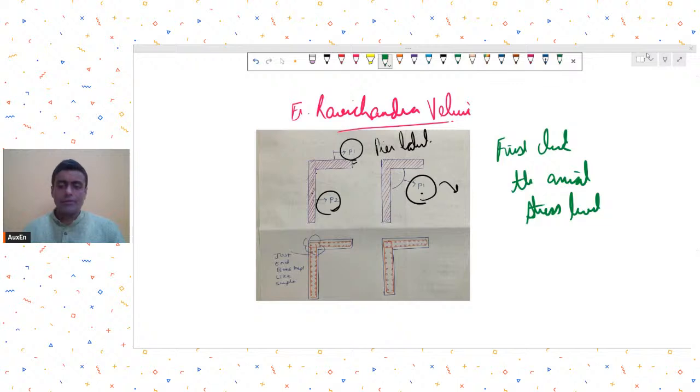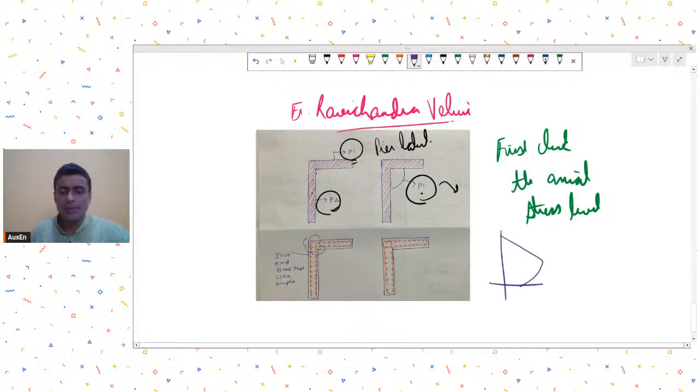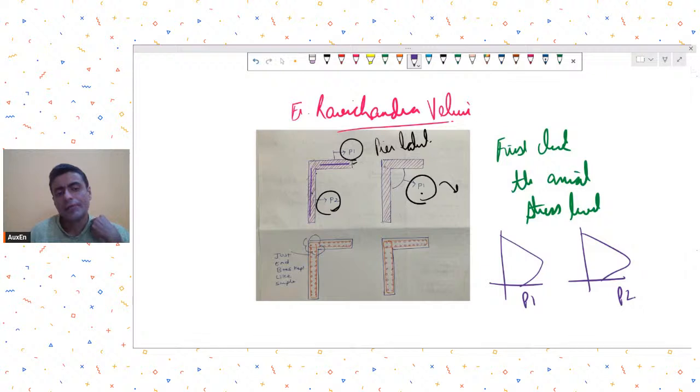So I was saying, if the axial stress level is similar, then what will happen? For similar axial stress levels, you will get a similar PM curve, isn't it? So in such a case, if axial stress levels are the same in both legs, and you know that you are going to get a similar PM curve, then you could give one pier label to this L-shaped wall.